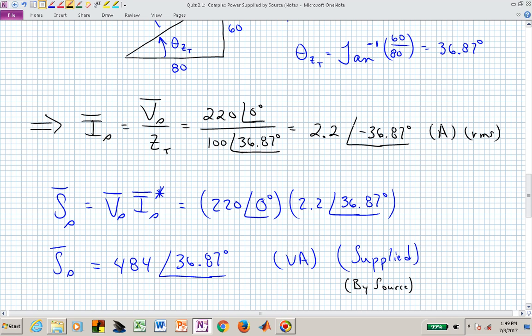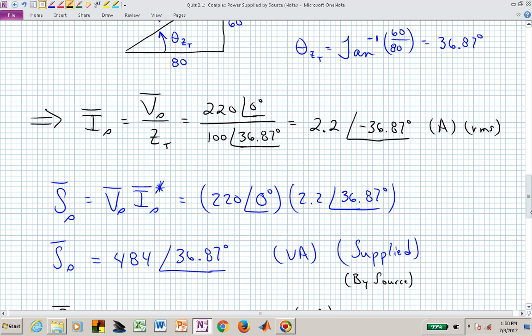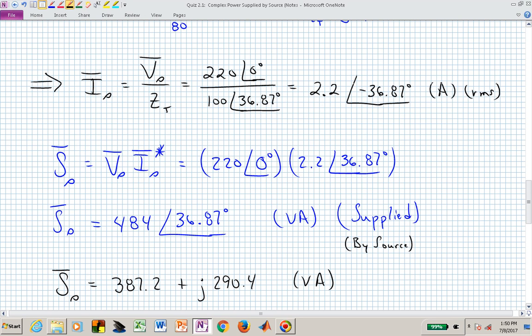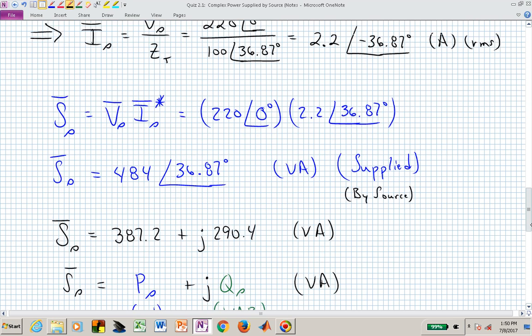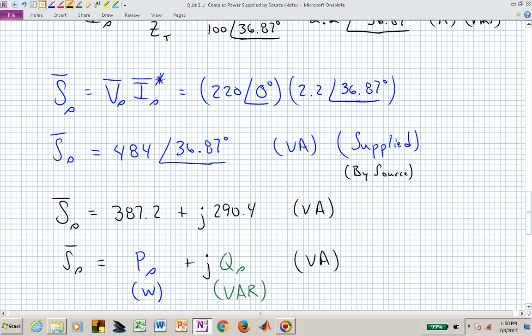And if we wanted to extract the real power and the reactive power from this complex power, all we have to do is convert from this polar form to rectangular form. So we take 484 times the cosine of 36.87, and that will give us a real power of 387.2, and to obtain the reactive power, we simply take 484 and multiply that times the sine of 36.87. And again, we're dealing with a positive angle, so now we have a positive value for the reactive power, which has a value of 290.4.